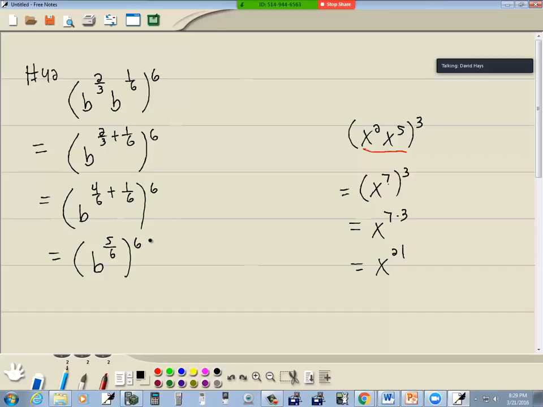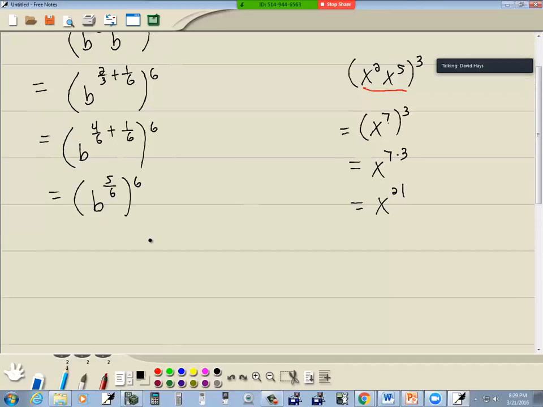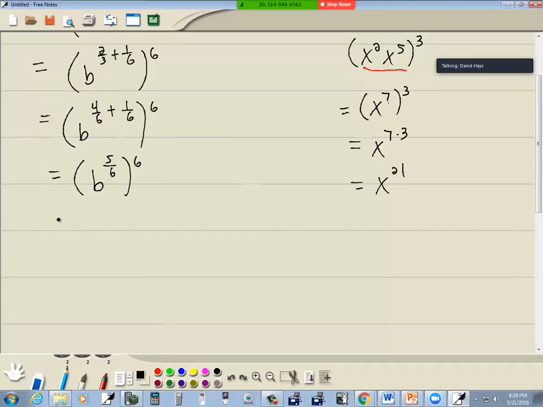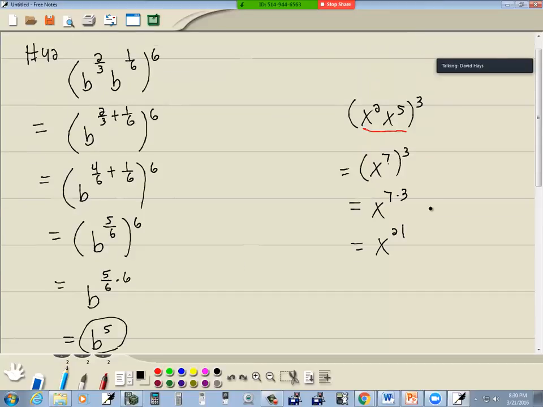So then I'm going to raise this exponent to another exponent. So I'll multiply them together. So I'll take 5/6 times 6. The 6 is going to cancel, and we get b to the 5th. And that'd be our answer. So again, same idea as this, we're just now dealing with fractions.